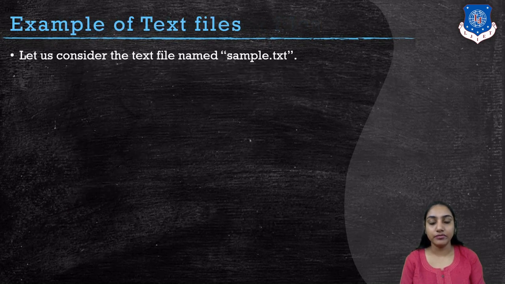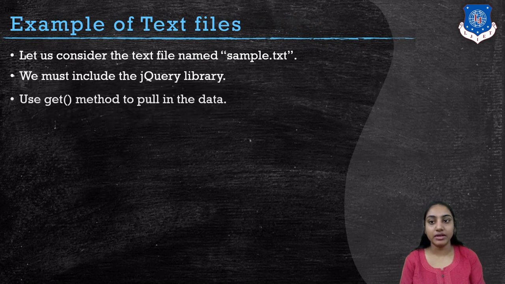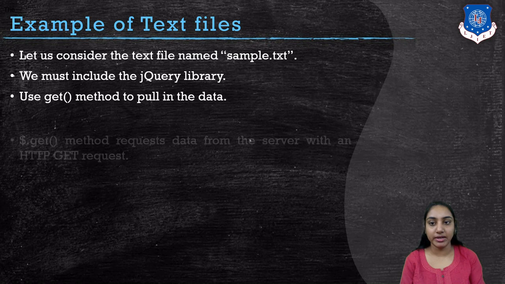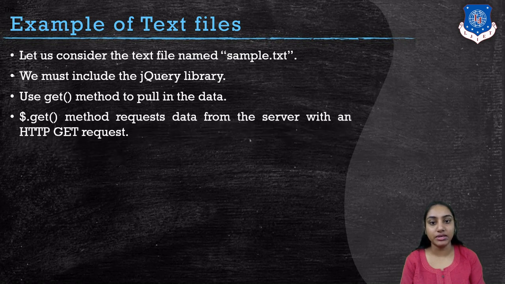For the example, first of all, we are taking a sample txt file. Then we are including our jQuery library, and then we are using the get method. Now what is the get method? It is ultimately an Ajax method, the HTTP GET request. The syntax of our get method is $.get, and then as the first argument URL, comma, callback.